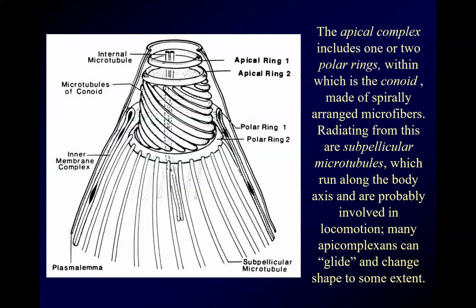So about those features, the apical complex, there's a diagram of what it looks like in the human parasite Toxoplasma. One end of the cell is kind of pointed. That's the nose cone, as it were. And under the nose, there are a couple of polar rings. And within that, the conoid is made of these microfibers arranged in a spiral.